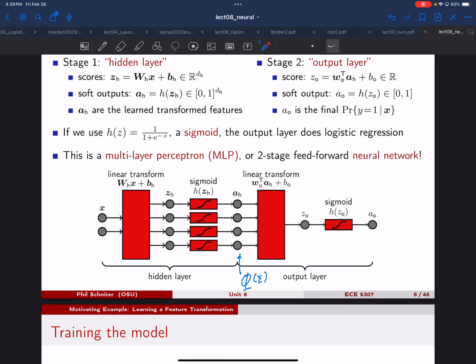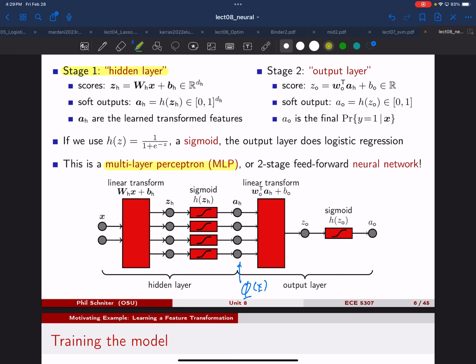Okay, so these kind of structures are called multi-layer perceptrons. In this case, there's 2 layers, the hidden layer and the output layer. In general, you could have many layers, and we'll talk about that in the next unit, but there's enough going on with 2 layers to describe a lot of concepts, and that's what we're going to focus on in this unit.